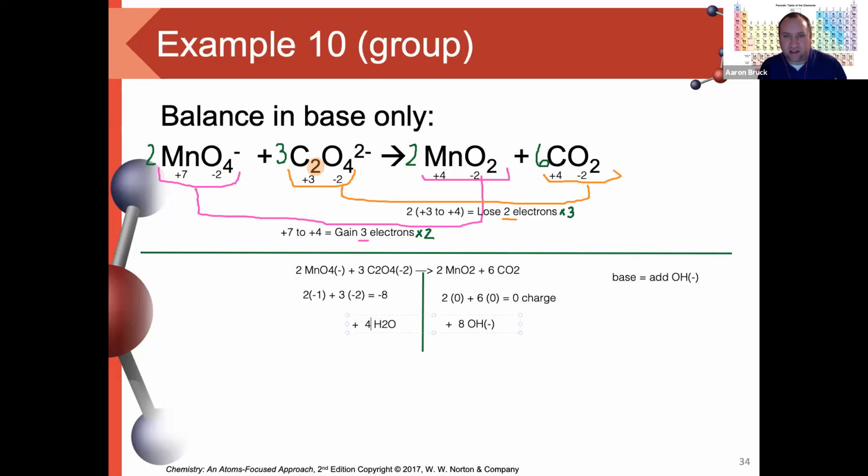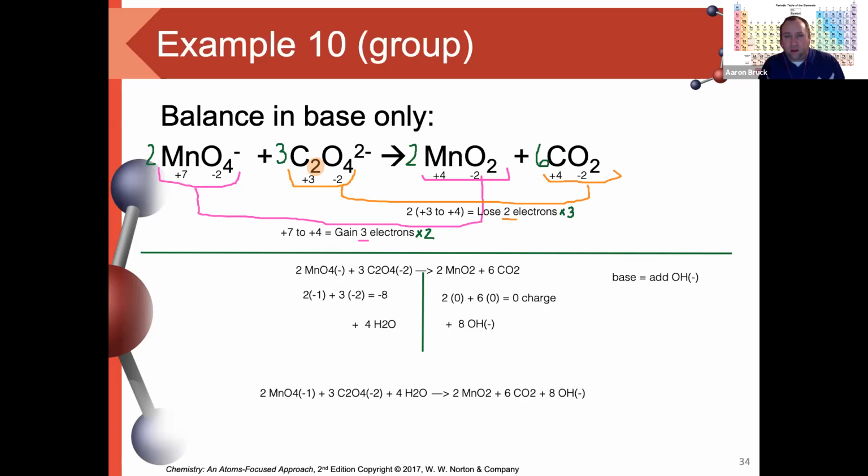Okay, so now I put all of that together in one final balanced equation: 2 permanganate plus 3 oxalate plus 4 water will make 2 manganese dioxides, 6 carbon dioxides, and 8 hydroxide ions.